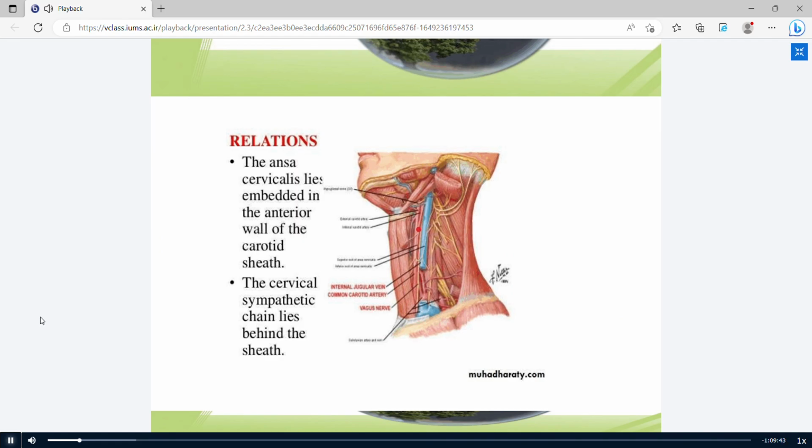This is the ansa cervicalis, located on the anterior wall of the carotid sheath. The carotid sheath contains the internal jugular vein, carotid artery, and vagus nerve. This is the carotid sheath. Ansa cervicalis is located on the anterior wall of the carotid sheath and is related to components of the carotid sheath and the sympathetic chain at the posterior.